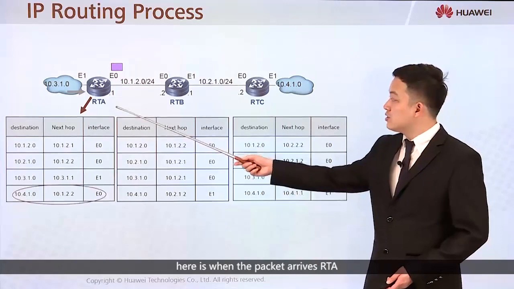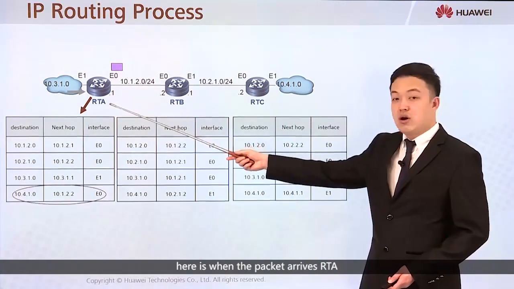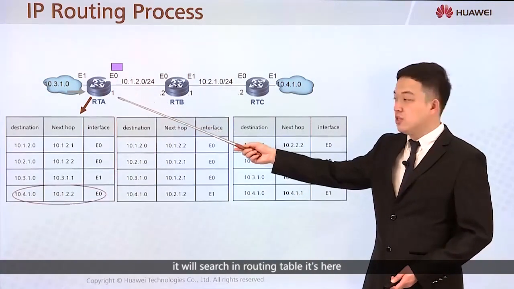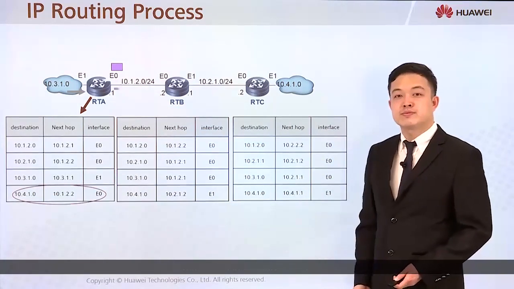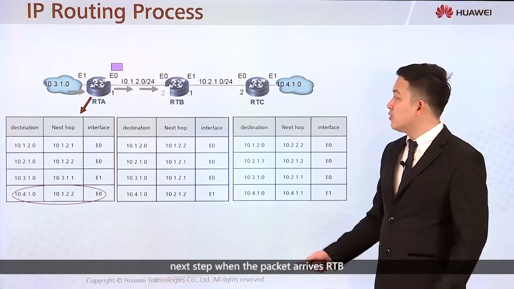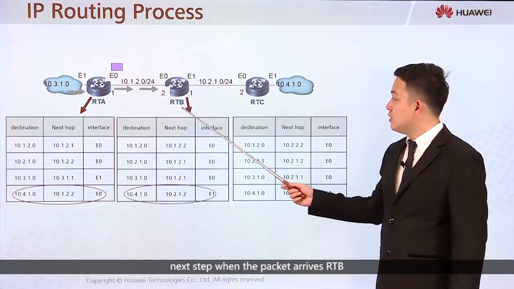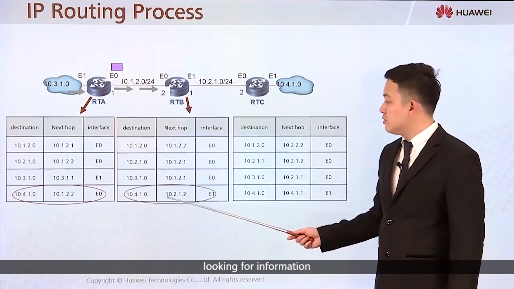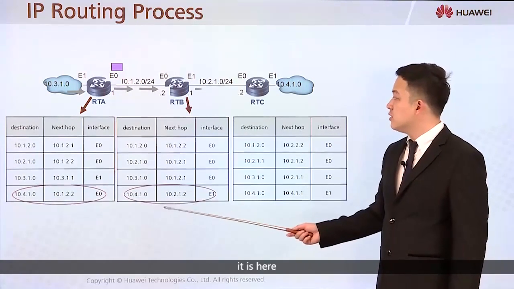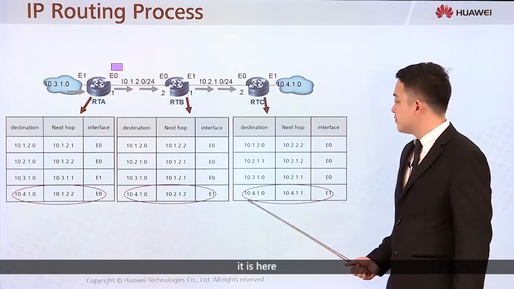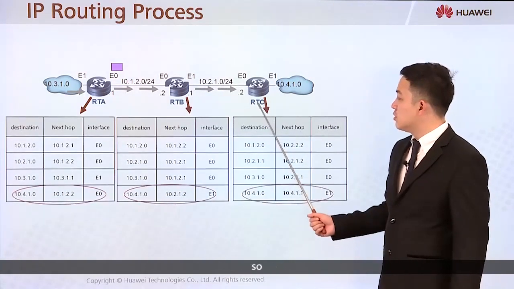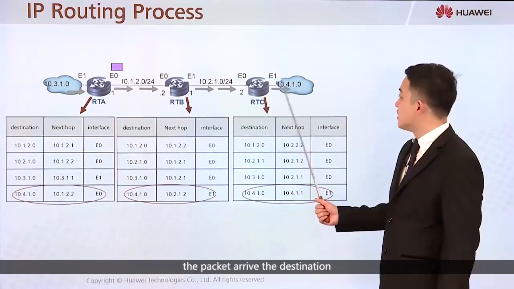Okay, when the packet arrives at RTA, it searches its routing table and looks up the entry here. Next, when the packet arrives at RTB, it looks for the information, and it is here. Until finally it goes to the last hop, it's here. So the packet has arrived at the destination.